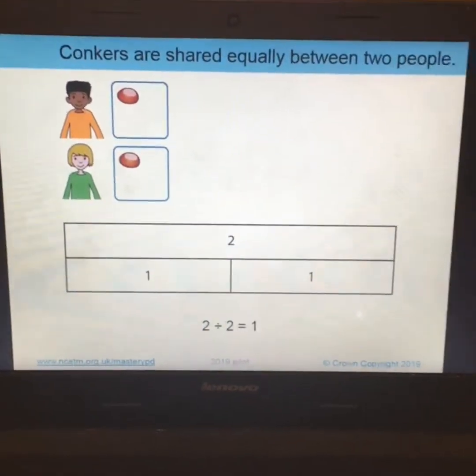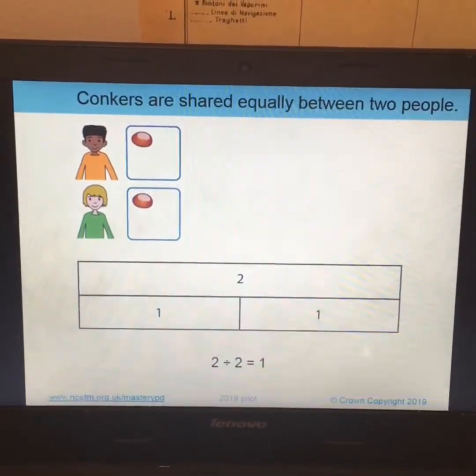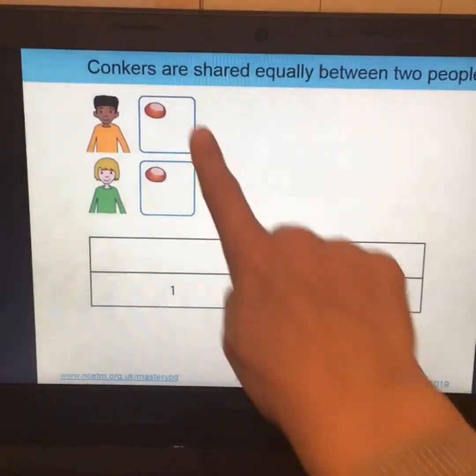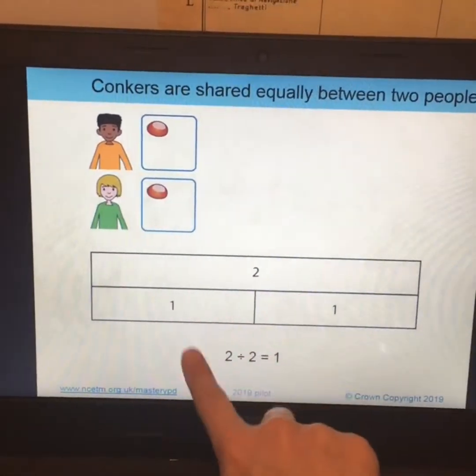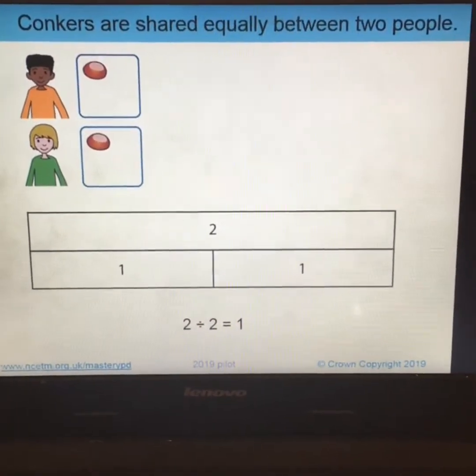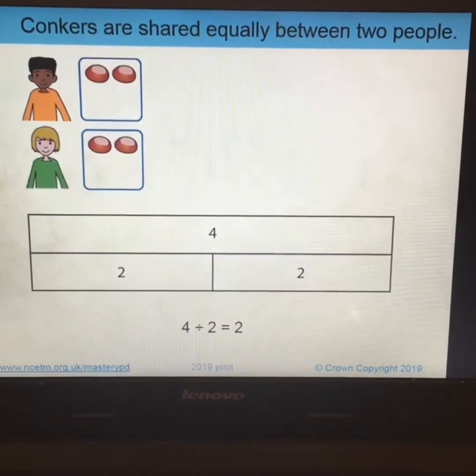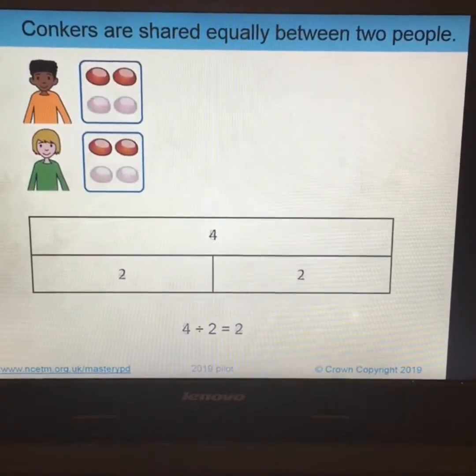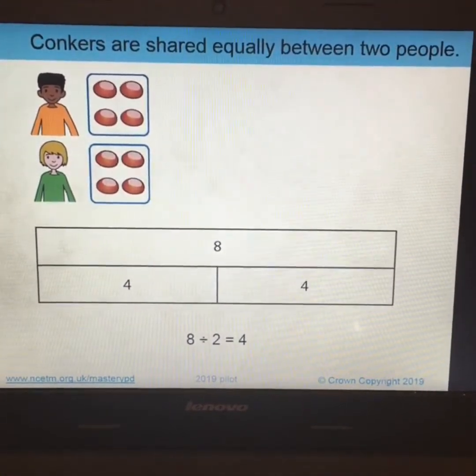So I've got some conkers and they are shared equally between 2 people. So if I had 2 conkers, I would share them between 2 people. 2 divided by 2 is 1. And you've got a visual representation here, you've got a drawing here, and then you've got the bar model here, and then you've got written here as well. Right, I want you to be looking out for a pattern. So 2 divided by 2 is 1. If I have 4 conkers, 4 divided by 2 is 2. If I have 8 conkers, 8 divided by 2 is 4.